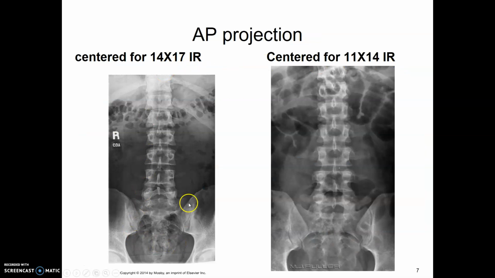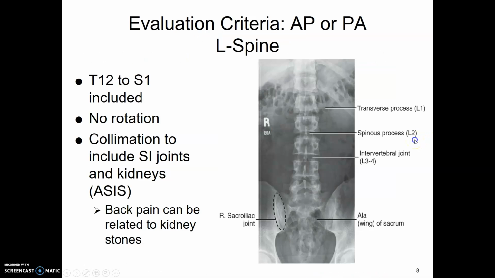You can see just the differences, 14-17 versus 11/14, centering wise. Evaluation. So you want to see from T12, which we can identify by having the last rib, and then you want to see all the way down to the sacrum, to the SI joints here.